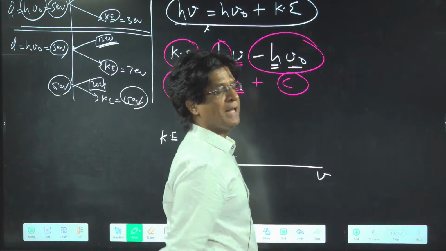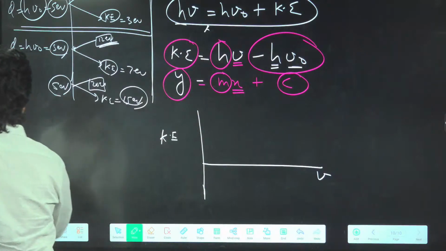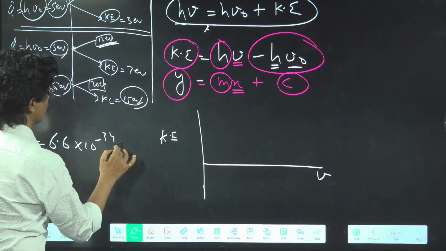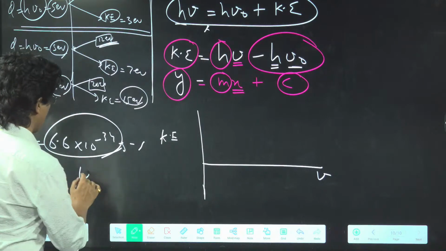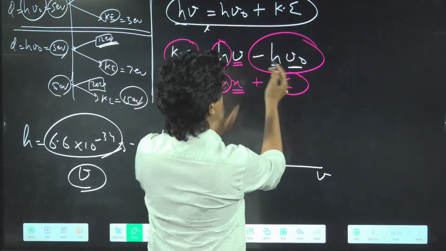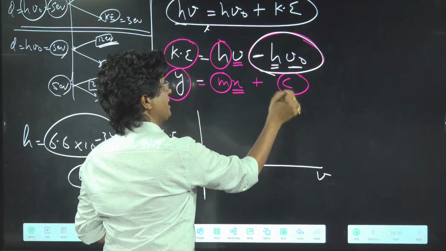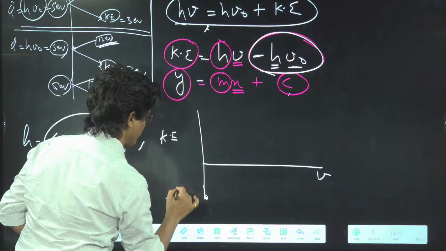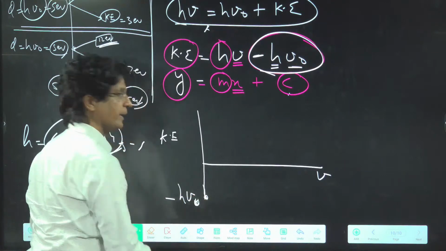Yes or no? Planck's constant value is always positive. Planck's constant is how much? h is equal to 6.6 times 10 to the power of minus 34 joule second. This value is always positive. Frequency is always positive. So positive into positive will give you positive, but there is a negative sign. So overall this becomes negative. That means the intercept will be negative, and the intercept is on the y-axis. So this value will be minus of h nu naught.